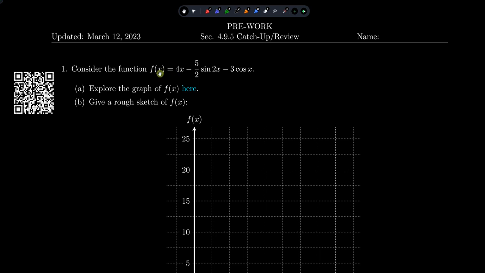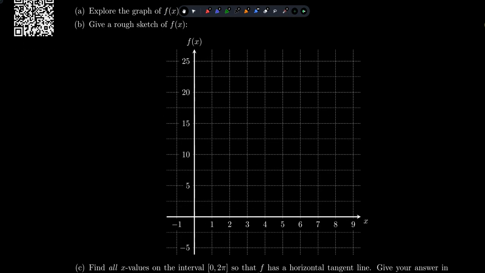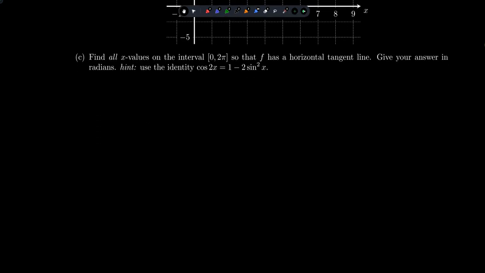So folks, in this video, our goal is to look at the function f of x is equal to 4x minus 5 halves sine of 2x minus 3 cosine x. We're going to look at the graph in just a minute, and then I'm going to ask you to do a rough sketch of the graph that you see. And then I'll point out that eventually our goal is to find all the x values on this graph so that the function f has a horizontal tangent line at those x values. We'll give our answer in radian form.